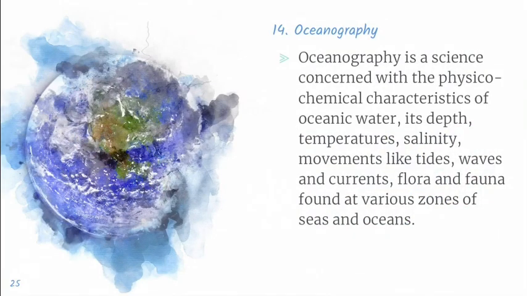Number 14, oceanography. Oceanography is a science concerned with the physico-chemical characteristics of oceanic water, its depth, temperatures, salinity, movements like tides, waves, and currents, flora and fauna found at various zones of seas and oceans. So this is the subject that deals with the physical, chemical, and biological conditions of the oceans.